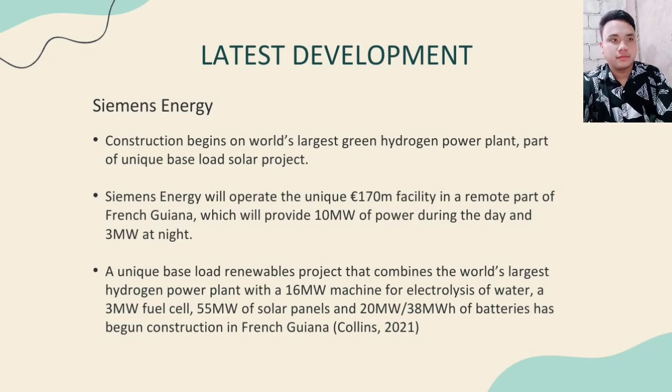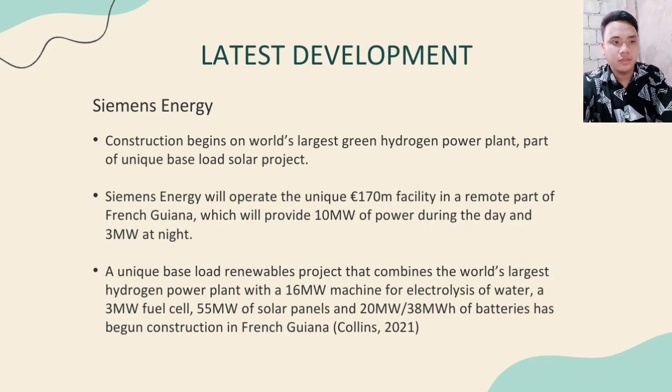Latest development. Siemens Energy. Construction begins on world largest green hydrogen power plant, part of unique base load solar project. Siemens Energy will operate the unique 170 million euro facility in a remote part of French Guiana, which will provide 10 megawatts of power during the day and 3 megawatts at night.